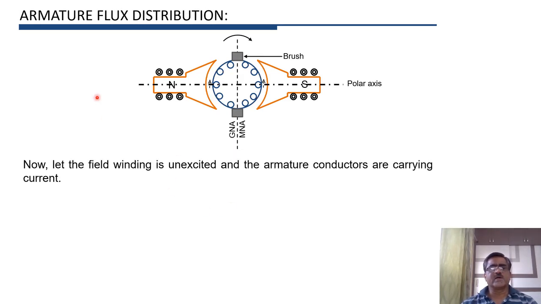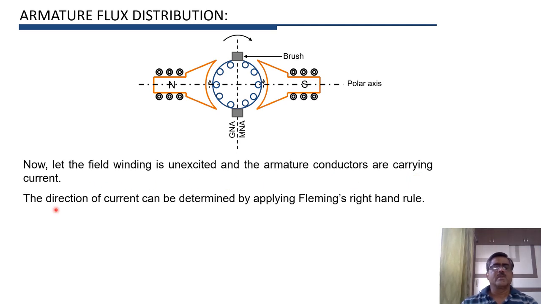Now let us consider a case when there is no excitation of field windings. Means current through field winding is 0, but current is flowing in the armature winding. Means now let us consider a case when the field winding is unexcited and the armature conductors are carrying current. Now the direction of current can be determined by applying Fleming's right hand rule.